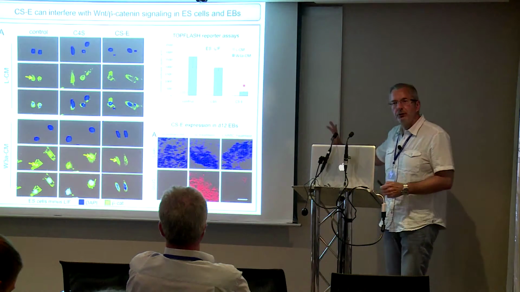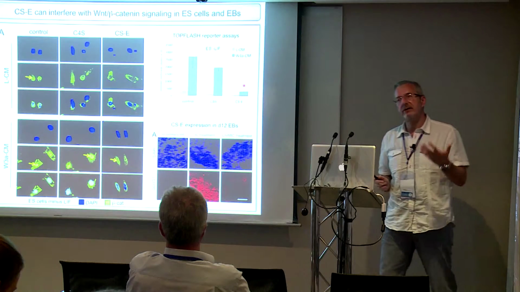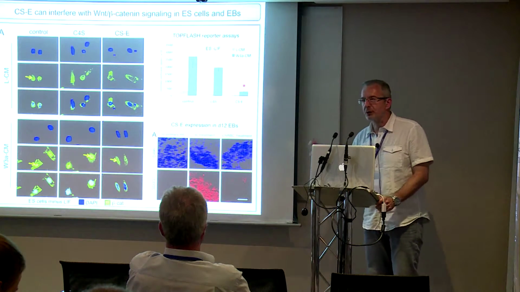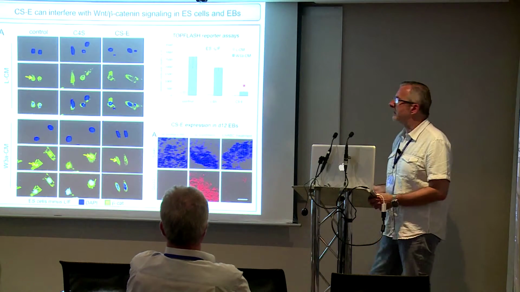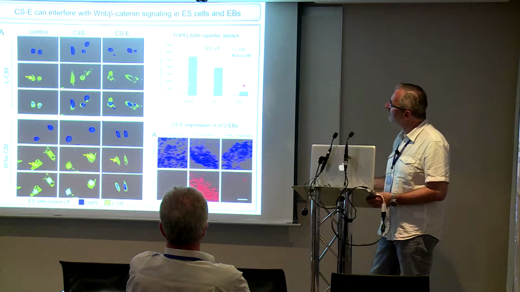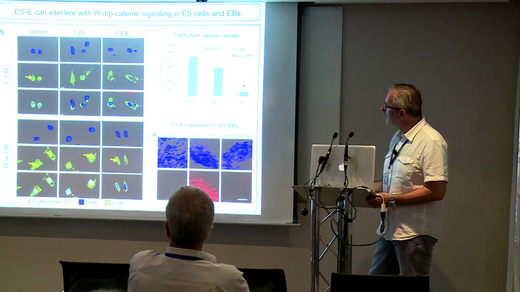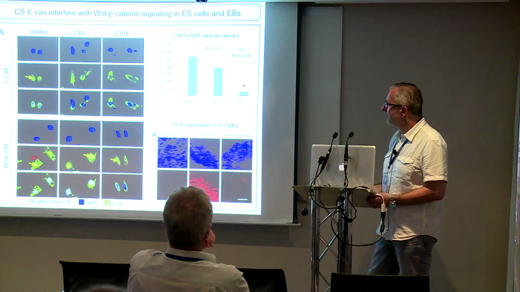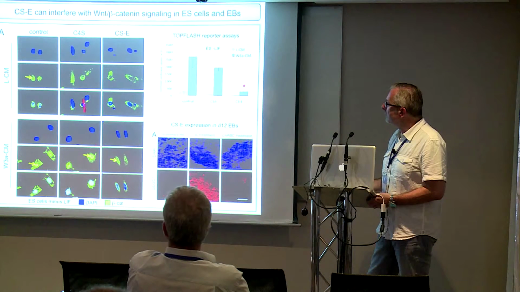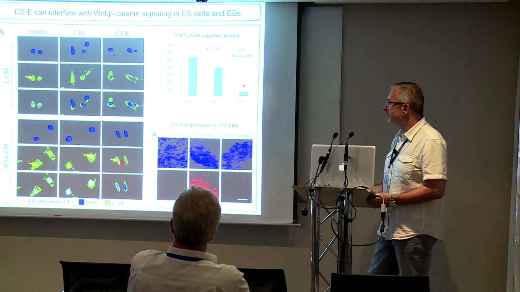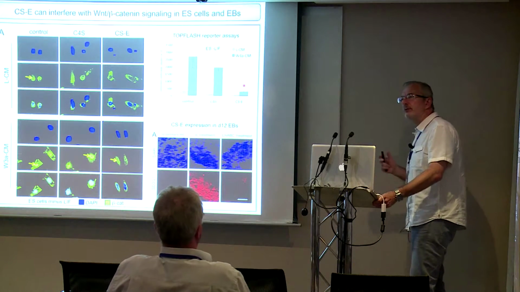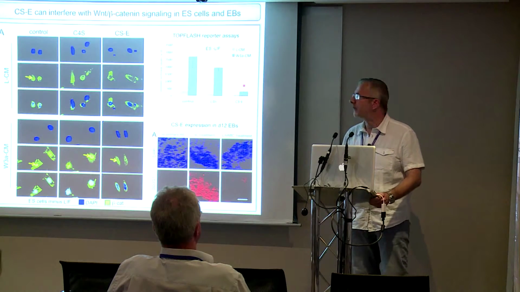But here we wanted to go into ES cells or differentiating ES cells and ask, can CSE also be utilized in this system to reduce Wnt beta-catenin signaling? And this is immunofluorescence analysis looking again for beta-catenin localization in controls. We only need really to look at the green panel here, which is beta-catenin. In the controls, you see diffuse staining that goes nuclear when you treat with Wnt. The addition of C4S, chondroitin 4 sulfate, has no effect. Beta-catenin still goes nuclear. When you treat with CSE, there's no nuclear beta-catenin anymore. So in this system as well, CSE seems to downregulate Wnt beta-catenin signaling quite drastically.